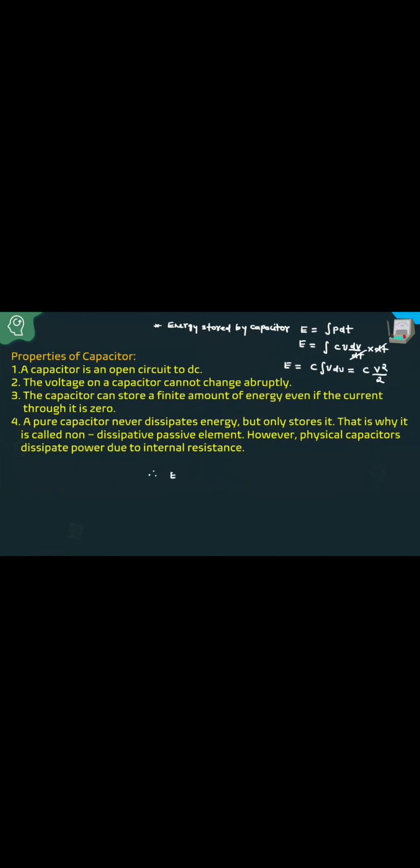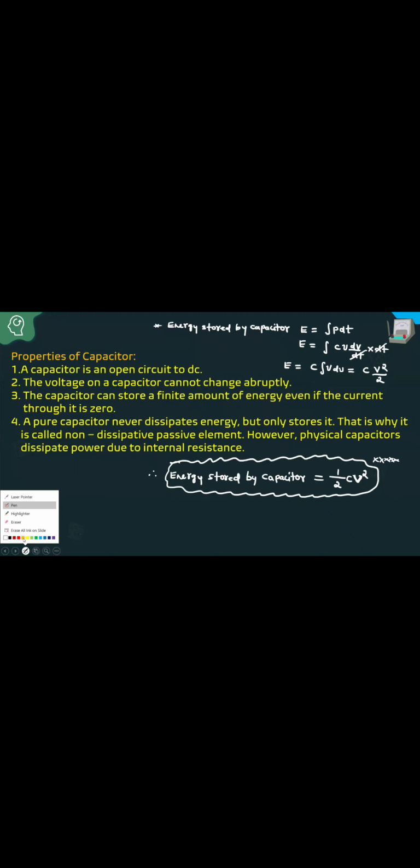Therefore, what is the energy stored by the capacitor, friends? Important formula: the energy stored by the capacitor is equal to half CV square. This is the energy stored by the capacitor. You can also write this formula in terms of charge.